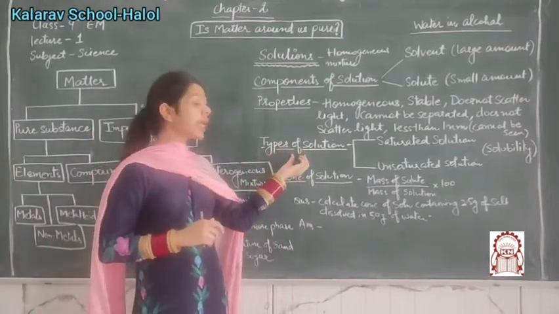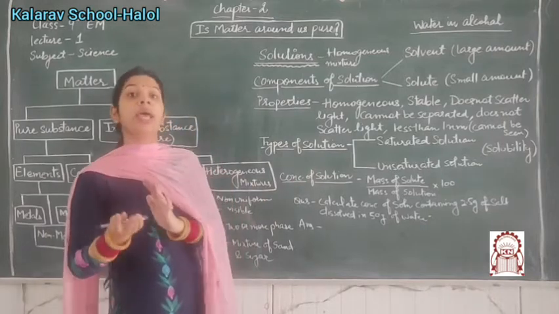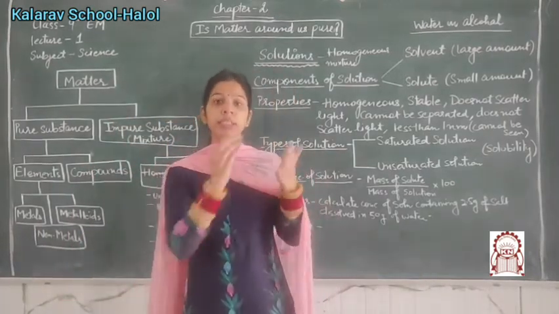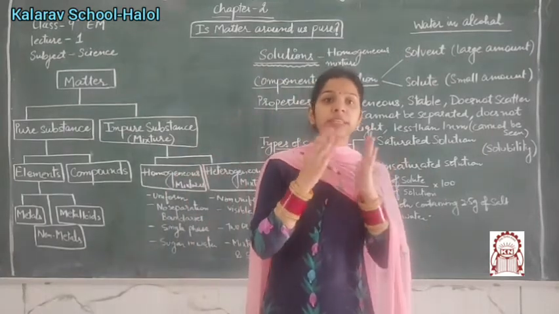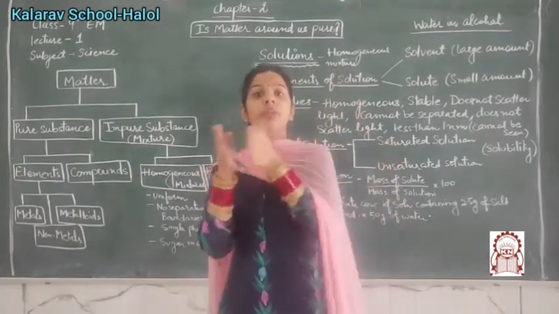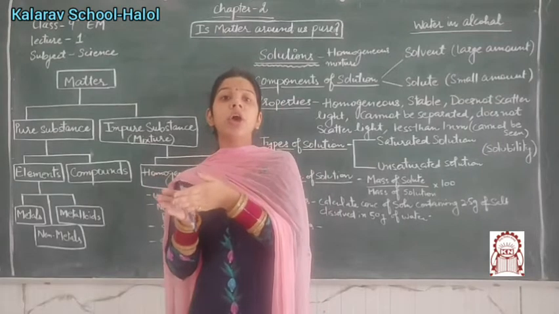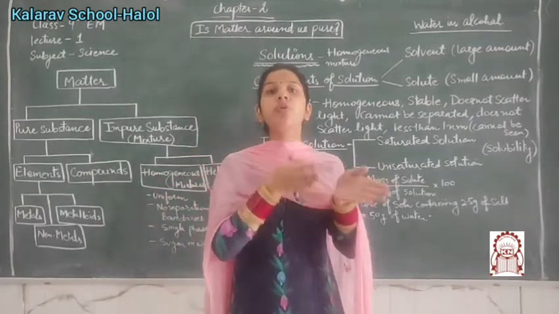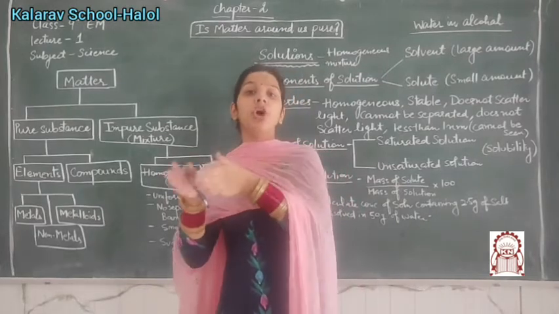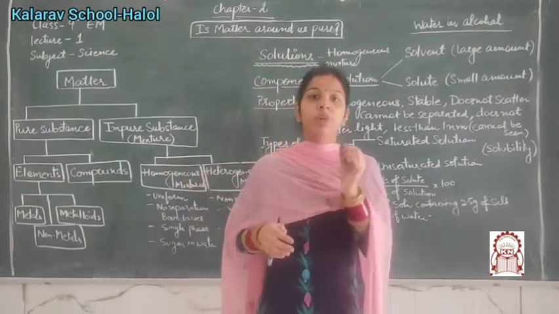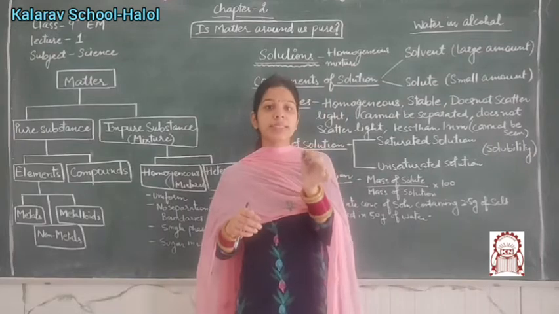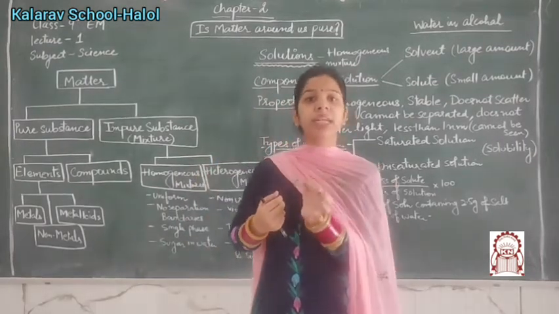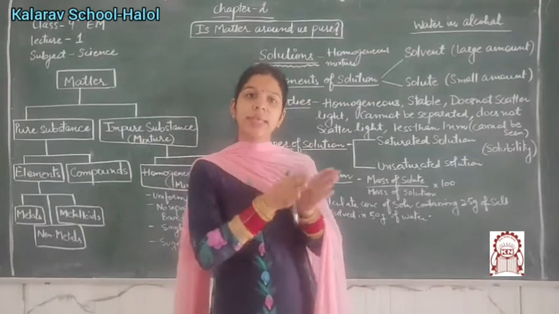Before going to these types of solution, I want to say some more types of solution which are already given in your book. That is solid in solid. What does it mean? When a solid dissolves in a solid. So here is the example of alloy. An alloy is a homogeneous mixture of two or more metals or non-metals joined together. For example, brass is an alloy. It is formed from 30% copper and 70% zinc. So brass is an alloy.